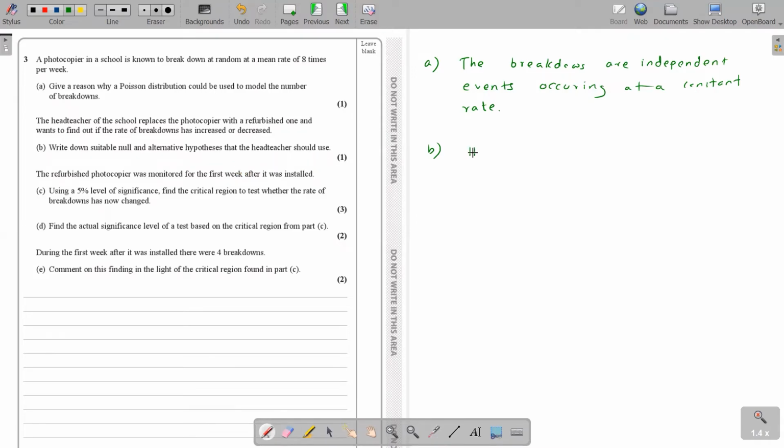So what's H0 now? We have definite formats for H0 and H1, right? For Poisson, we model the lambda. So what's the lambda here? H0 is lambda equals, and the lambda value they have given us is 8. Okay, H0: lambda is 8. For H1, we have three formats: lambda greater than, lambda less than, or lambda not equal to. Out of those three options, which one do we use? Not equal, because they want to check whether the breakdowns have increased or decreased. They have not gone in a specific direction, so both ends are given. Therefore, lambda not equal to 8 should be your H1.